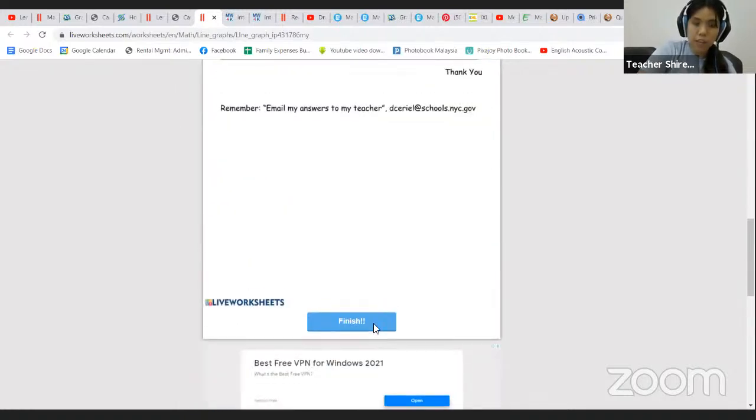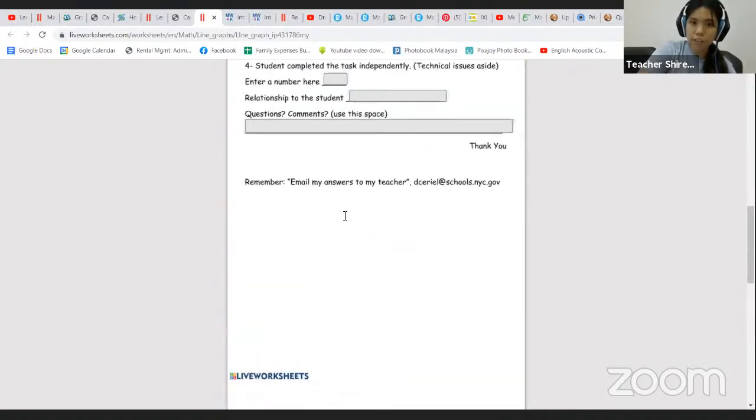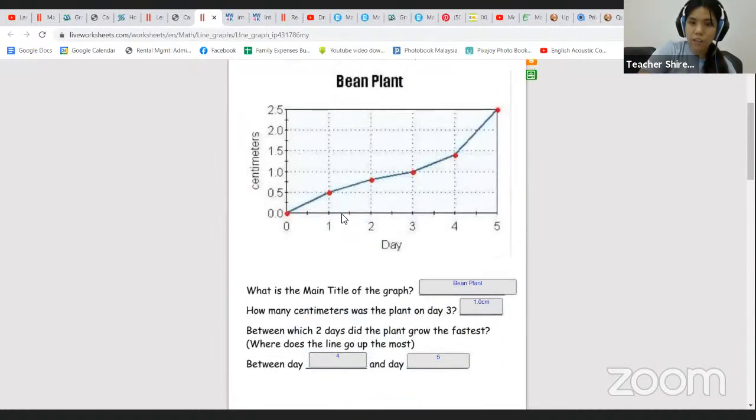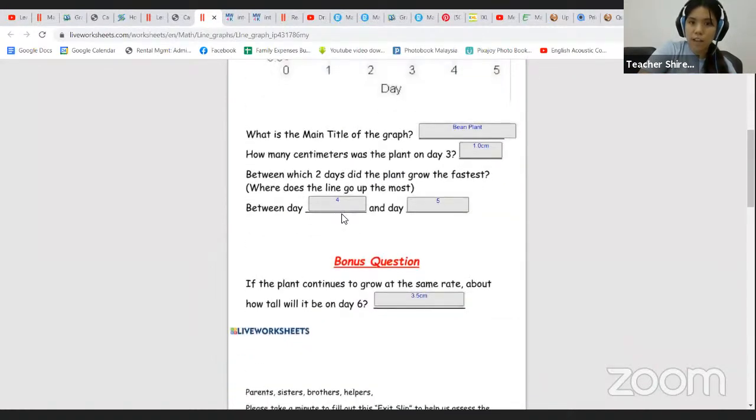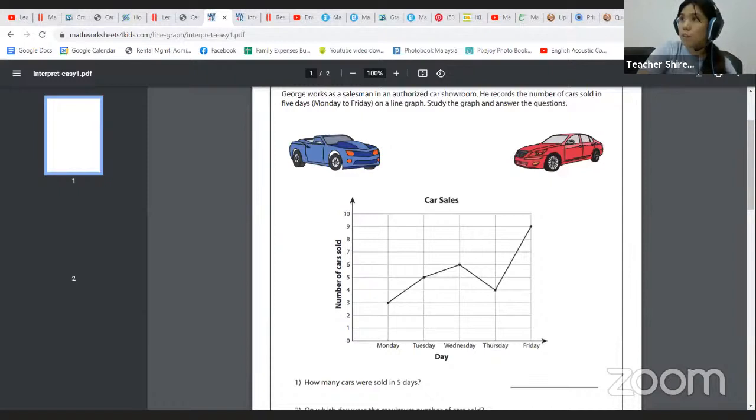Okay, so this one again, the marking is not accurate. You see, you finish and you submit, it's not accurate. So what you do is just snapshot the answers here. Okay, so this would be the first homework. Please snap the answers. No auto marking available for this.